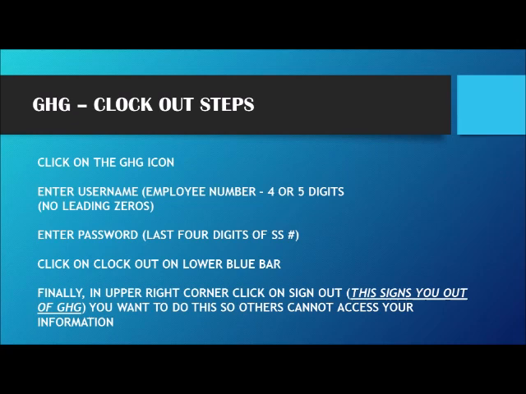GHG Clock Out steps. Click on the GHG icon. Enter the username, your employee number, which is 4 or 5 digits with no leading zeros. Enter your password, the last 4 digits of your social security number. Click on Clock Out on the lower blue bar. Finally, in the upper right corner, click on Sign Out. This signs you out of GHG. You want to do this so others cannot access your information.